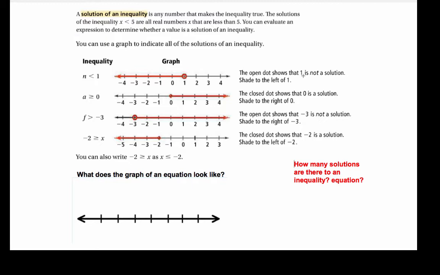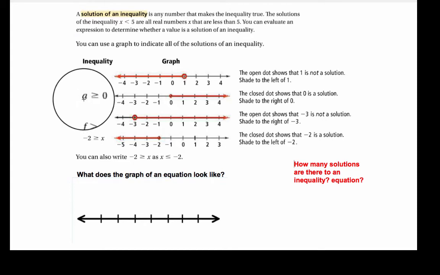The open dot shows that 1 is not a solution. We shade or draw an arrow to the left of 1. So think of the open dot as a hole. There's a hole at 1. There's a hole in the graph. Everything on this red graph is a solution to n is less than 1, but we put a hole here at 1 because 1 is not actually less than 1, but it's kind of like the starting point of the graph. Everything to the left of 1, or everything less than 1, is a solution to this inequality.